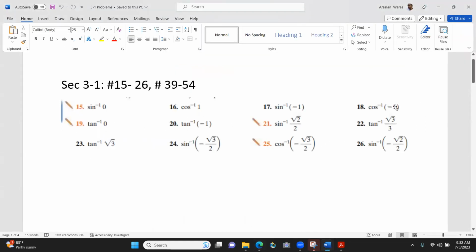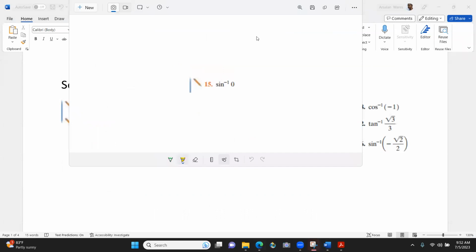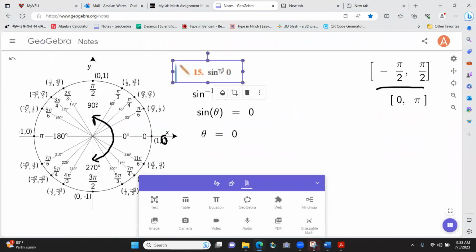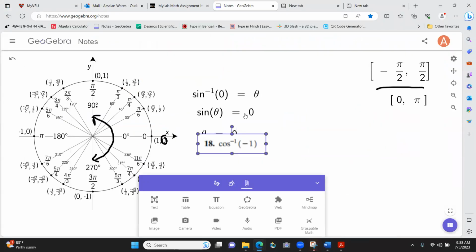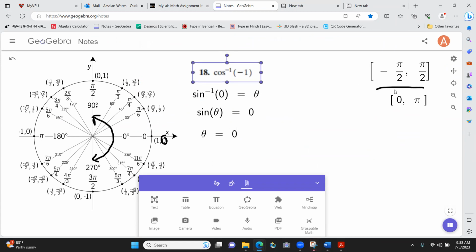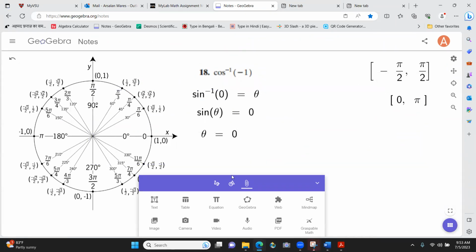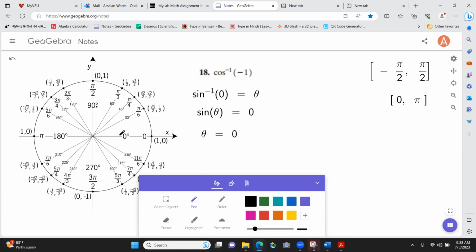Let's do one with cosine. So this is number 18, and I am going to use this one. I am going to use cosine, so I'm going to use this or this, however you want to view it, and I'm going to write it properly. I like to write it like this.